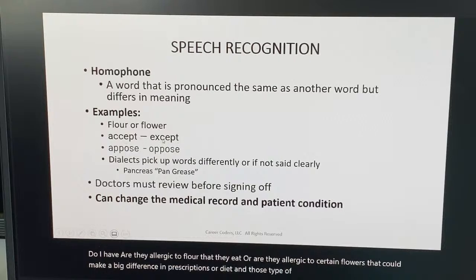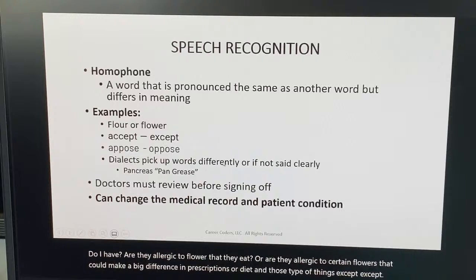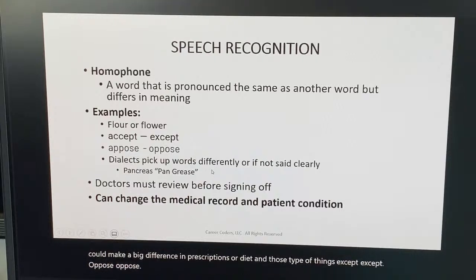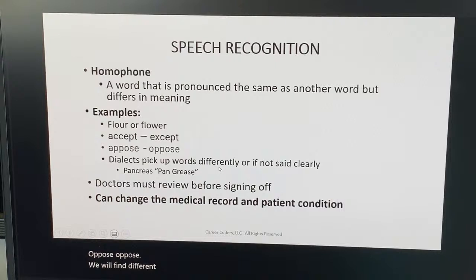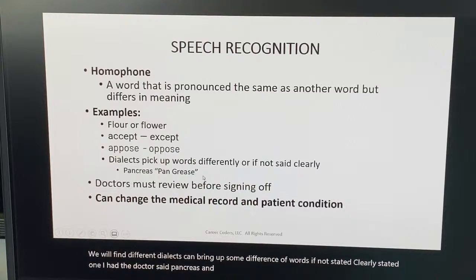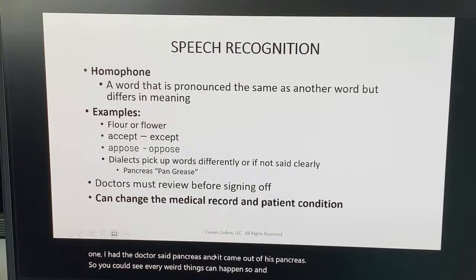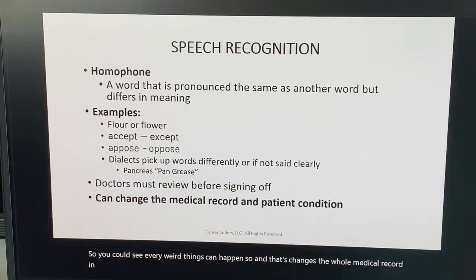Accept, except. Different dialects can bring up differences in words if not clearly stated. One I had, the doctor said pancreas and it came out as something else. So you can see weird things can happen, and that changes the whole medical record and the patient's condition as well.